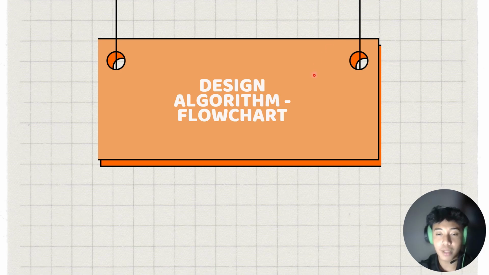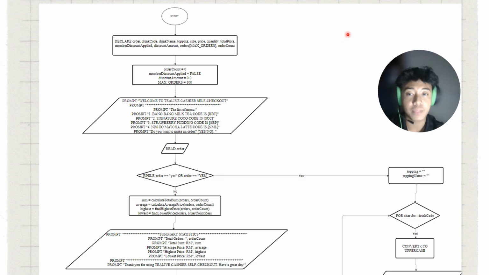Hi guys, Assalamualaikum. My name is Muhammad Akib Zuhair bin Zaniman and I will continue with the next slide, which is the design algorithm flowchart. As you can see here, this is a flowchart. It displays a welcome message and the menu options for drinks. Initial order prompt: ask the customer if they want to place an order, and here it has an order loop. Continue taking orders as long as the customer wants to order.